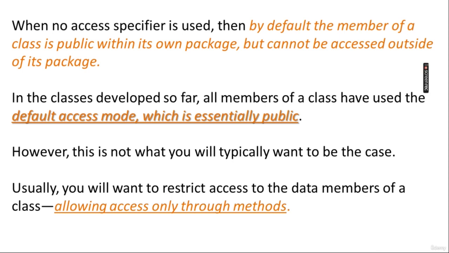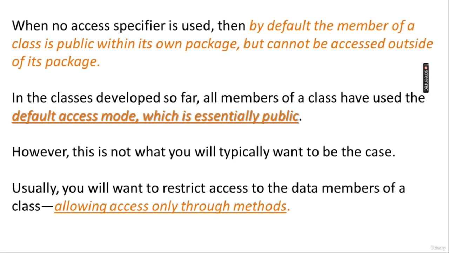When no access specifier is used, the default member of a class is public within its own package but cannot be accessed outside its package. Default member means what? If you are not declaring anything private or public, it will be by default public within its own package.